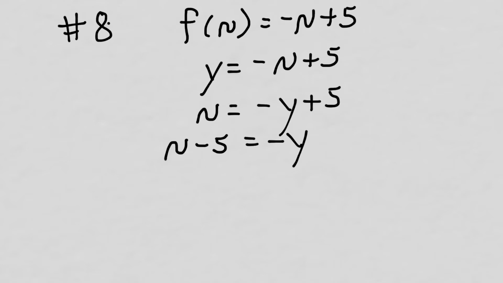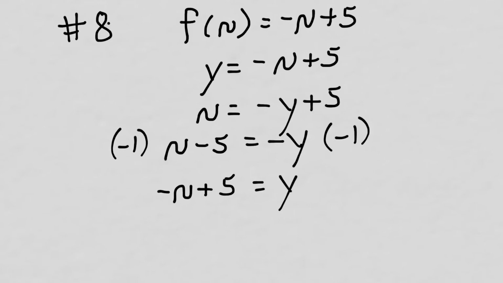All right, we have to get rid of this negative y. The way to do that is multiply both sides by negative 1. So if we do that, y becomes positive. It becomes minus n plus 5. All right, so now we got to write this in the proper form. It is f inverse of n equals negative n plus 5.